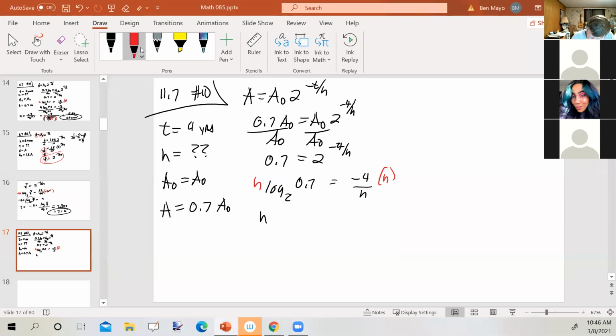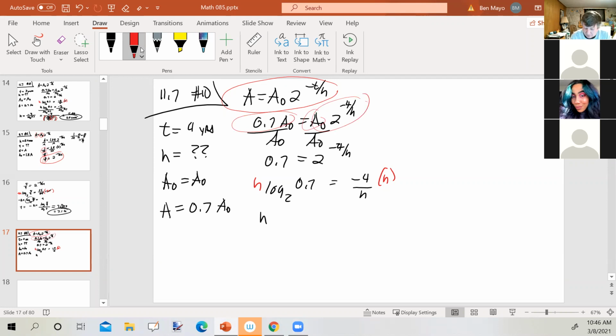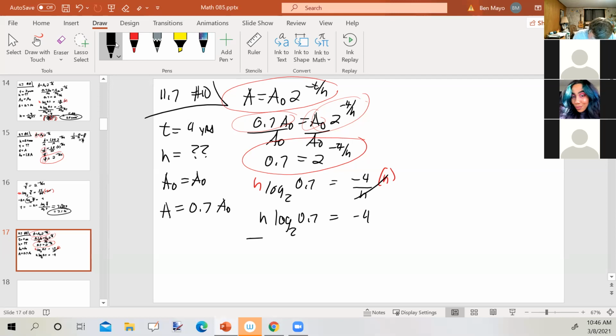So we've got this starting amount, okay, our formula. So we get 0.7 A sub 0 equals A sub 0 times 2 to the -4 divided by h power. You okay with that? Okay. Divide both sides by A sub 0. So then we get this. Multiply both sides by h. So that's going to give me h log base 2 of 0.7 equals -4. But I'm trying to solve for h. So now I'm going to divide both sides by log base 2 of 0.7.